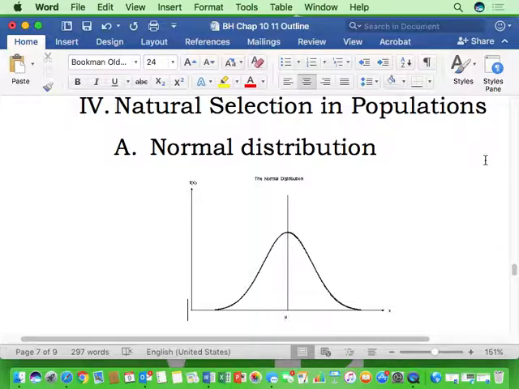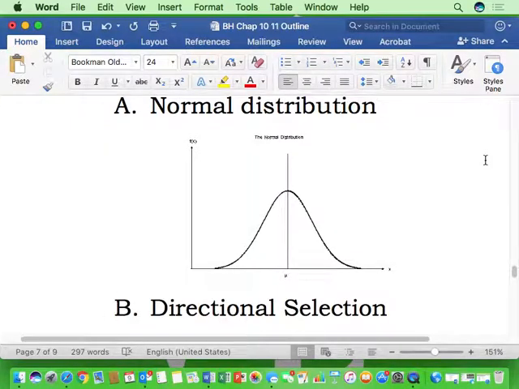And then as we get further away from that, there are fewer people that are down here in the 4'10" range, let's say, and there are fewer people that are down here in the 6-foot range. But the majority are in the middle. So that's normal distribution. And so for these others, we're going to compare them back to normal distribution. So directional selection is when one extreme phenotype is favored.